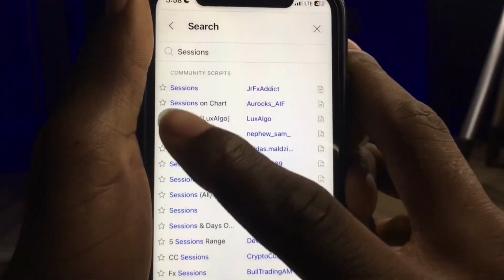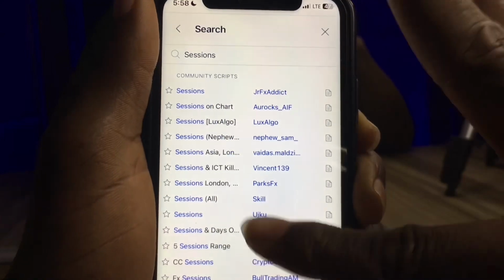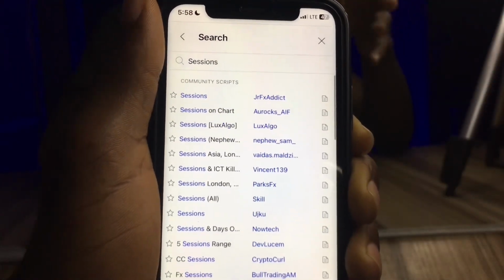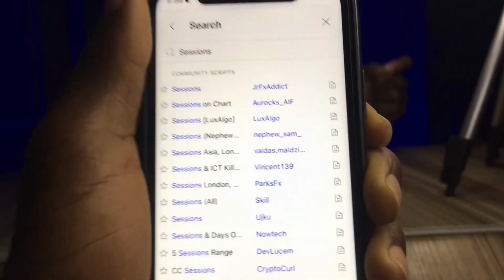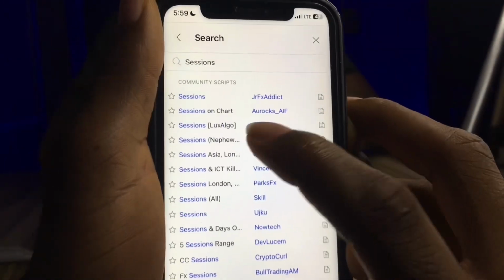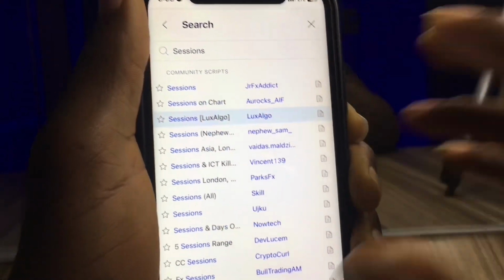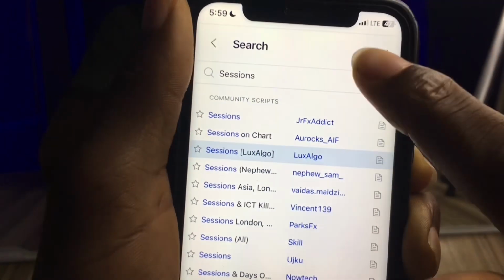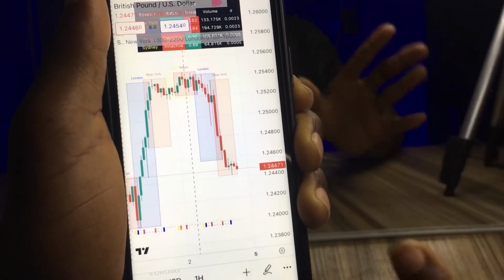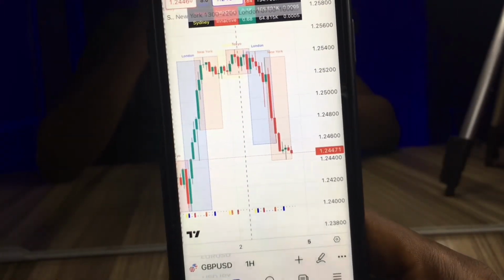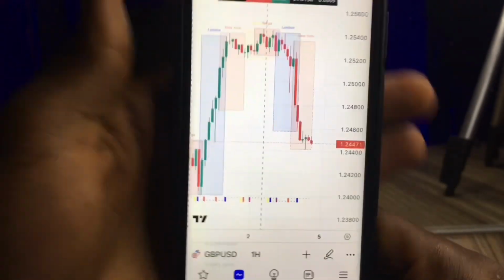Now I would have loved you guys to use the Sessions on Charts by AUROX_AIF, but I found out that the one on LuxAlgo is much easier to interpret. So what you have to do is tap on the one on LuxAlgo, and once you've tapped it in, you've already got the sessions indicator mapped out. This right here will basically tell you each and every session that is going on.